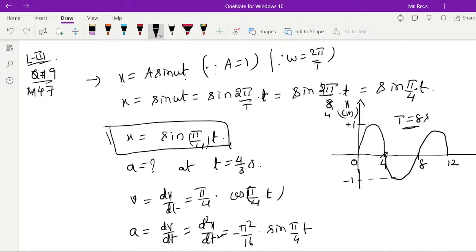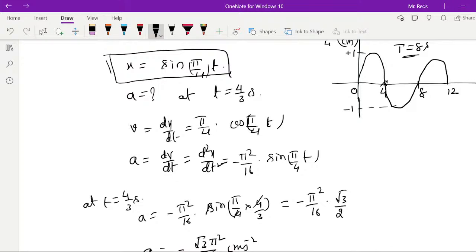That is, sin omega t differentiated is cos omega t into omega. Omega is pi by 4. So if you take it out, you can write it as pi by 4 into cos of pi by 4 into t. Then again, if you differentiate this velocity with respect to time, you will get acceleration, that is dv by dt equal to d square x by dt square. If you differentiate cos omega t, you will get minus sin omega t into omega. So minus sin pi by 4 into t into pi by 4, and already one pi by 4 is there. So minus pi square by 16 into sin pi by 4 into t. And this is the acceleration in terms of time, which we call instantaneous acceleration.